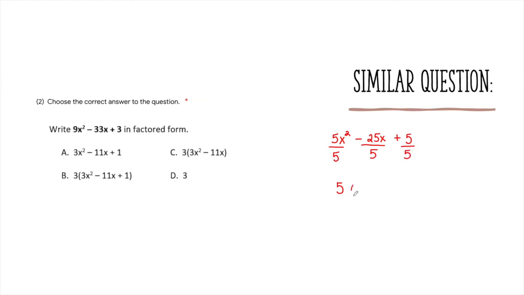And now we're going to divide each of these terms by 5. So 5x squared divided by 5 is 1x squared, so you can write x squared. Negative 25x divided by 5 is negative 5x. And positive 5 divided by 5 is positive 1. Double check it distributes back: 5x squared minus 25x plus 5. Double check that there are no letters in common in the parentheses. It's okay for these two to have the x because the third one doesn't. And double check that there are no common factors in the parentheses. So this is a completely factored form.